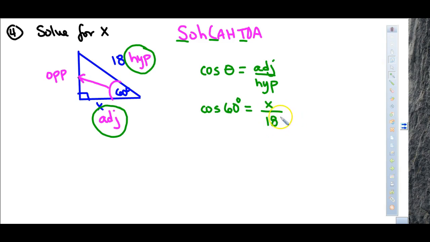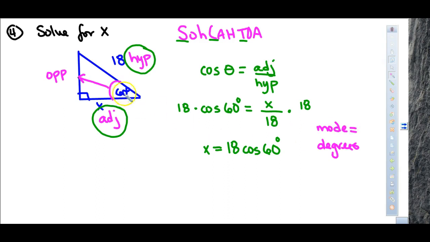Sometimes you'll get questions like this on a test with no calculator. No calculator, no problem. Just solve for x by multiplying both sides by 18. And if you don't have a calculator, you would just leave your answer as 18 times the cosine of 60 degrees. If you do have a calculator, then make sure that you put your mode in degrees if your angle is measured in degrees. If your angle is measured in radians, your mode will be in radians. So if you put your calculator's mode in degrees and then just type this in exactly the way you see it, then what you should end up with is 9.